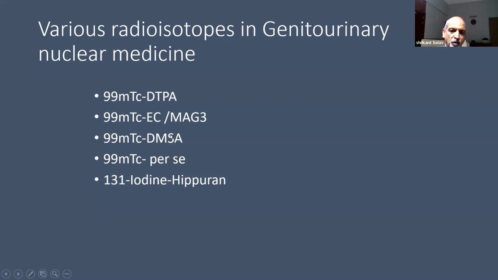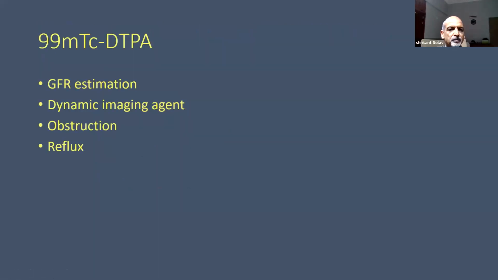Dimercaptosuccinate is a cortical radiotracer compound, which once administered goes and localizes in the tubules, sticks there. So you acquire images. That's the gold standard for renal scars. Technetium per se can be used for its physical property when you are trying to do direct radioisotope cystogram. This one is no longer used because iodine 131 carries very high radiation burden.